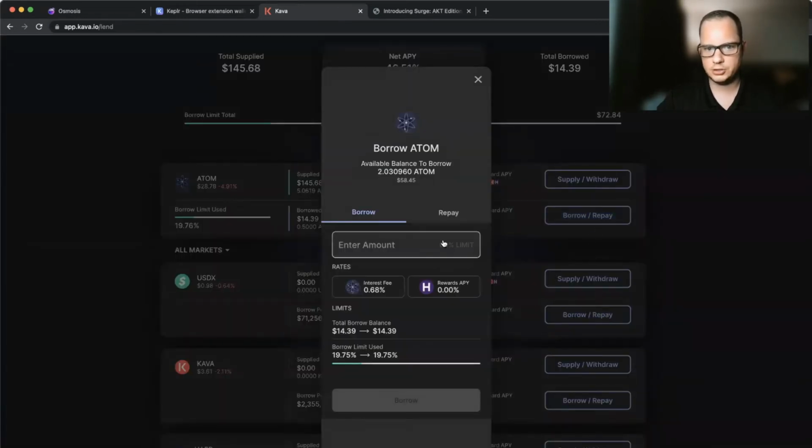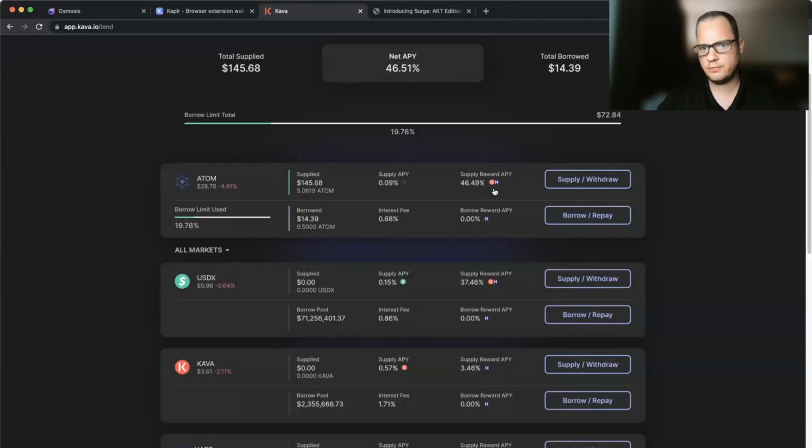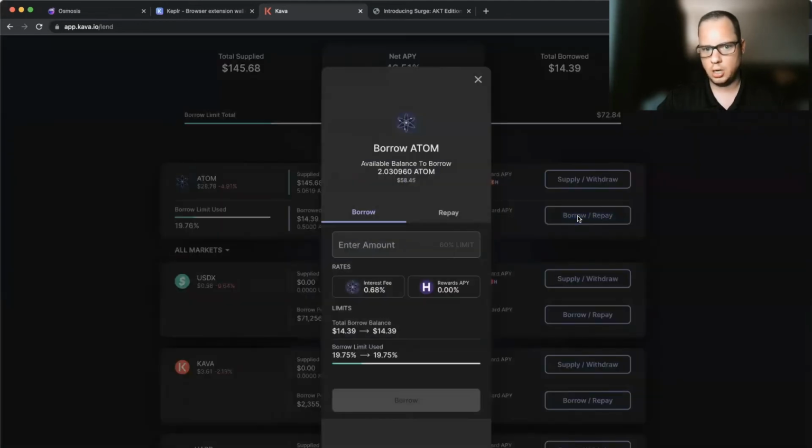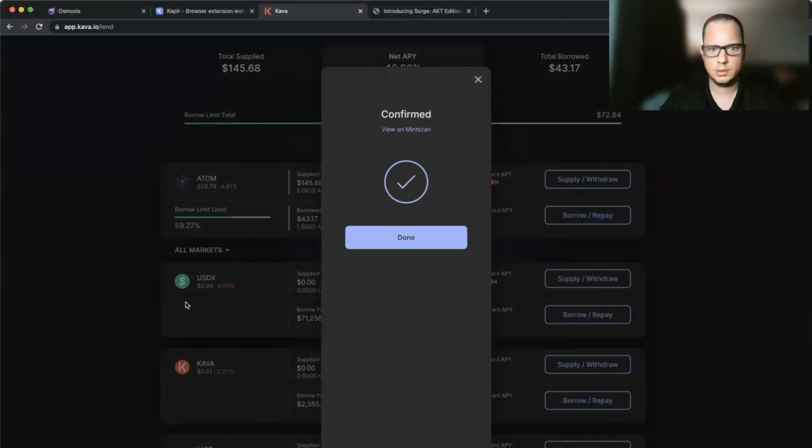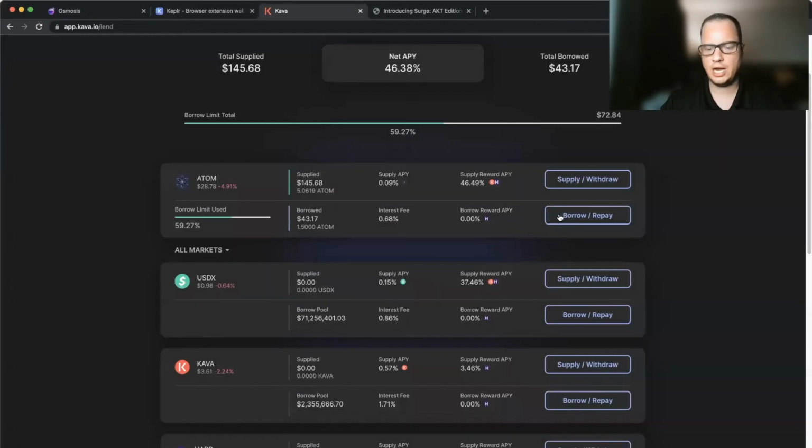to the borrow feature, and it allows you to borrow 60% of what you've collateralized for a much lower fee. The interest on borrowing is 0.68%, but the interest we're accruing for supplying or lending is nearly 47%. Okay, so I'll mint one ATOM, and I'll borrow this, sign the transaction. Okay, this transaction settled. And so now I'm borrowing.